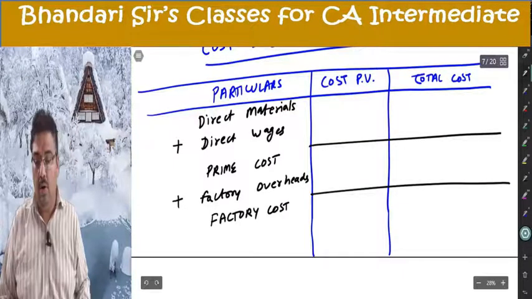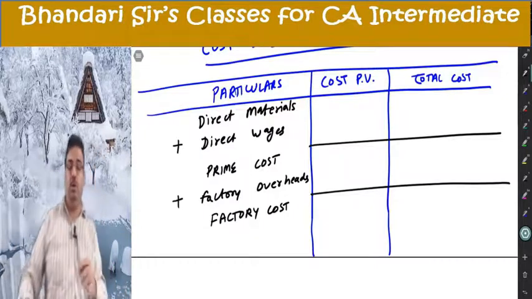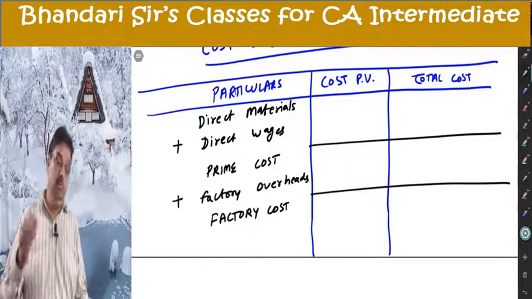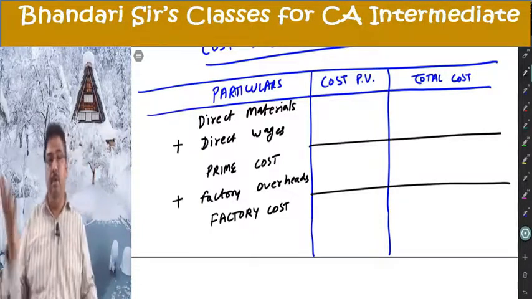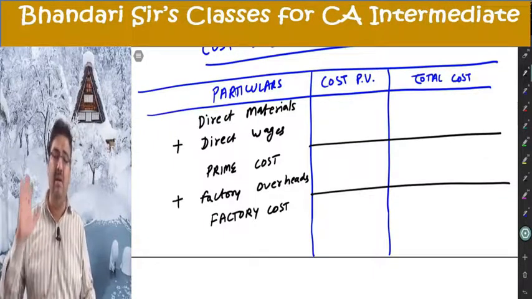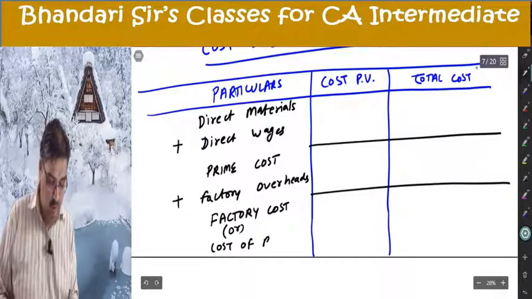Now after factory cost, you have to look there. There is no administration cost which is related to production activity. You don't get any quality control cost. You don't get any research and development, credit for recovery. You are not getting any of these. So this factory cost is also cost of production.